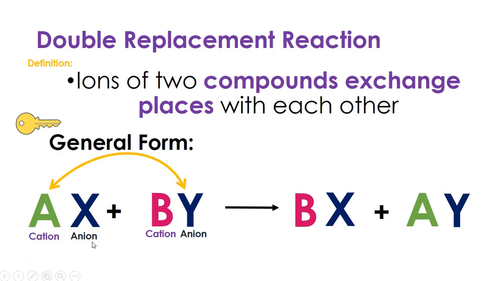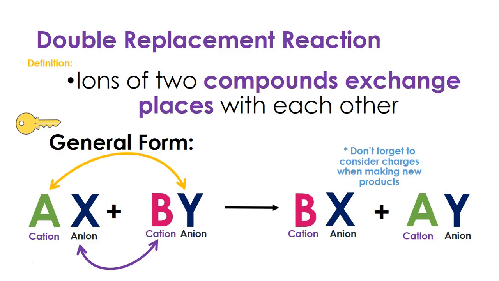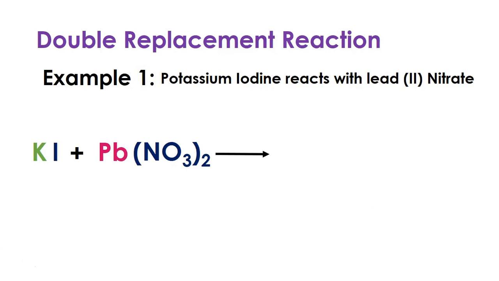In a double replacement reaction, the cation from the first reactant is going to bond with the anion in the second compound. Then the cation from the second reactant is going to bond with the anion from the first reactant, ultimately forming two new products. Don't forget that whenever you're considering new products, you always have to look at their charges in order to make sure that the charges are balanced and neutral. Let's take a look at our first example.